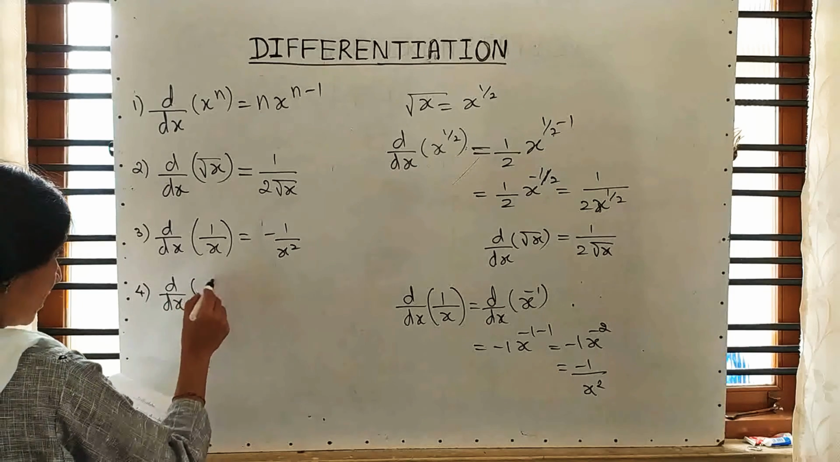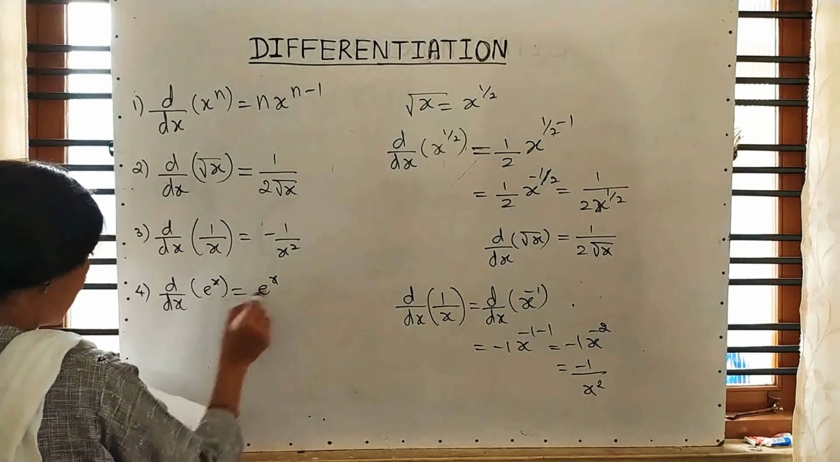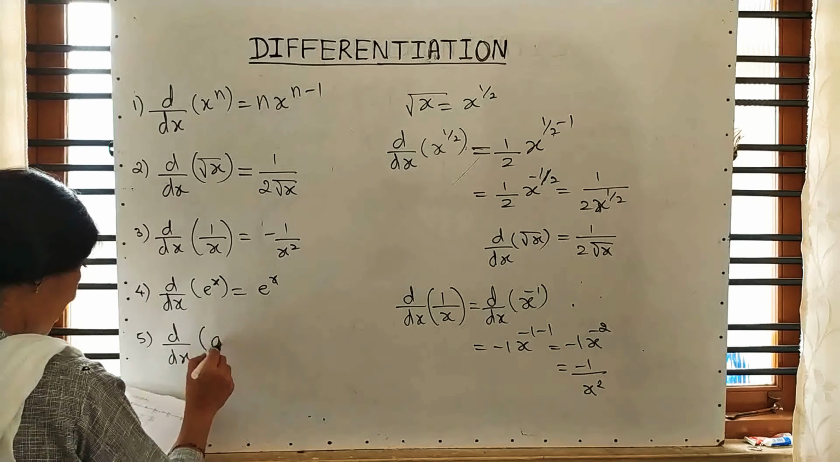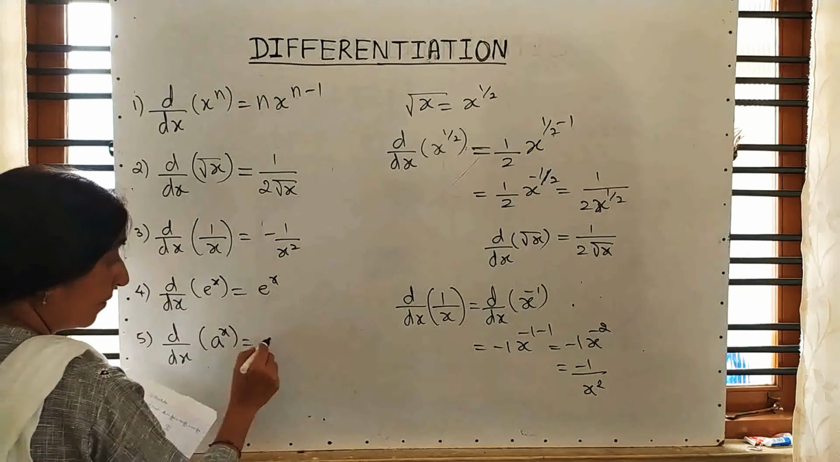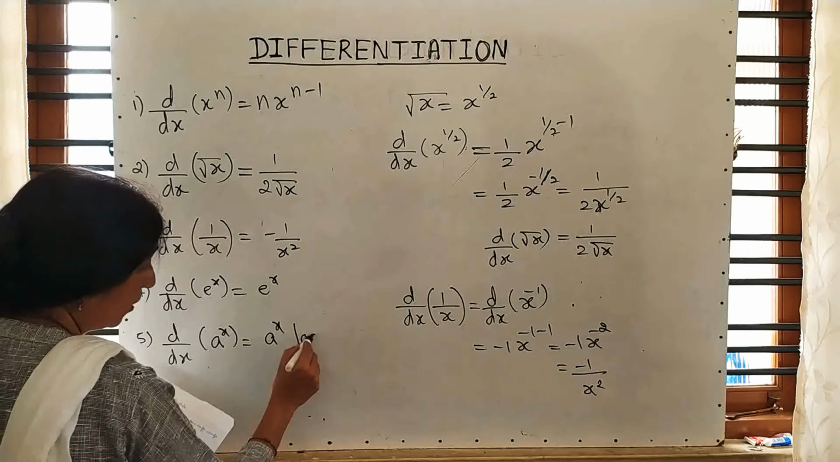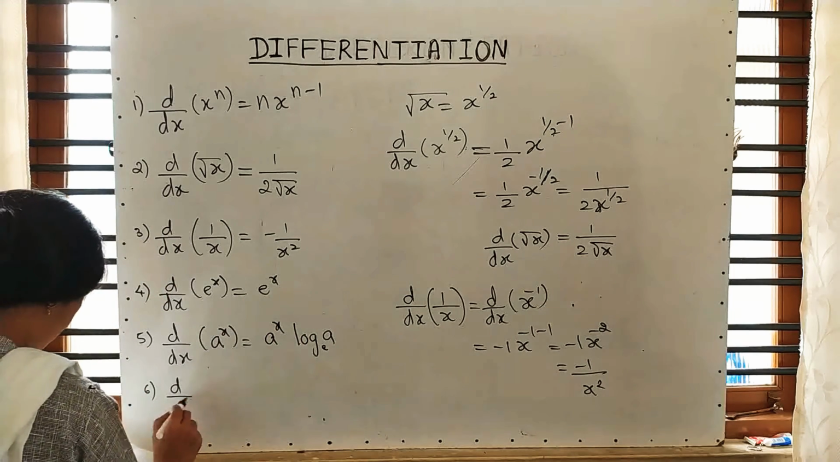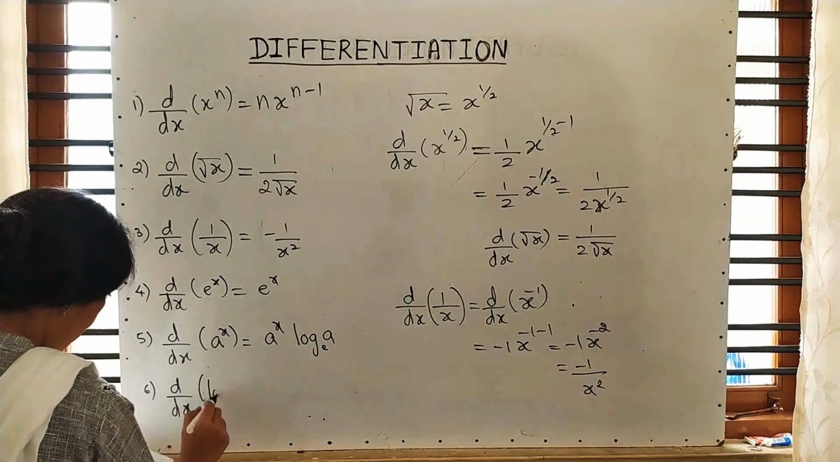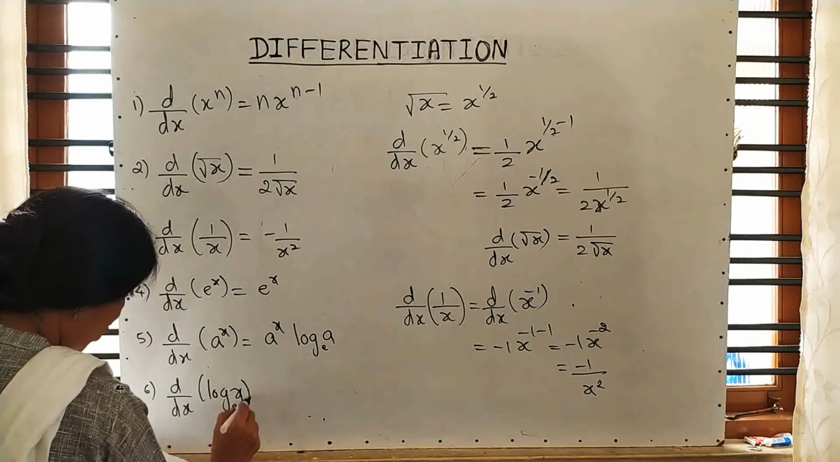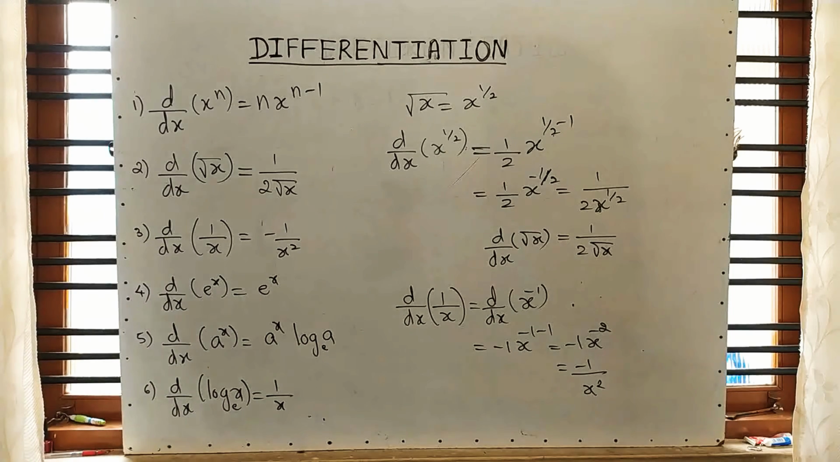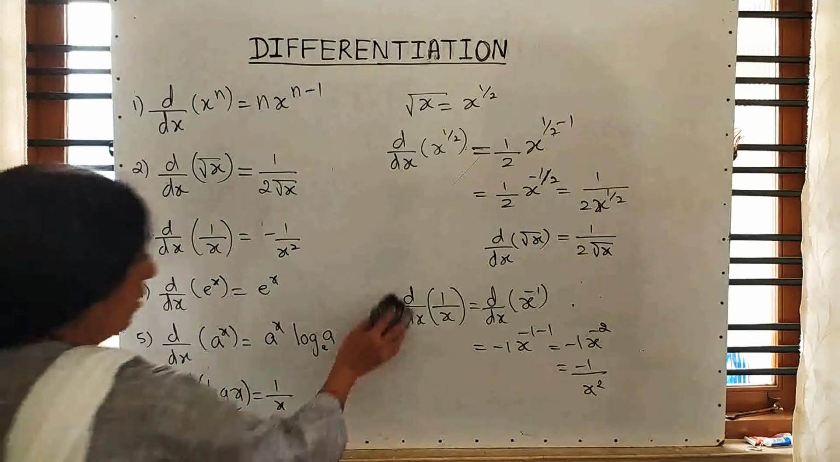Next, differentiation of e to the power x, exponential, that is e raised to x. Next, differentiation of a to the power x. A is a number. It is a raised to x into log a to the base e. Next, differentiation of log x to the base e, natural log. It is 1 by x. Understood? Make the list and write slowly along with me.